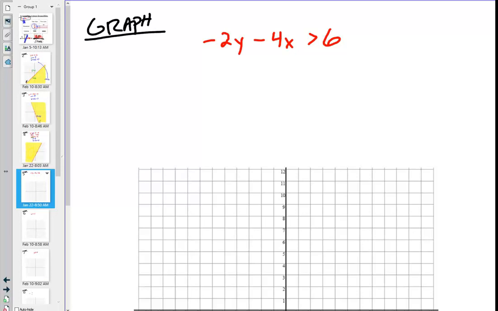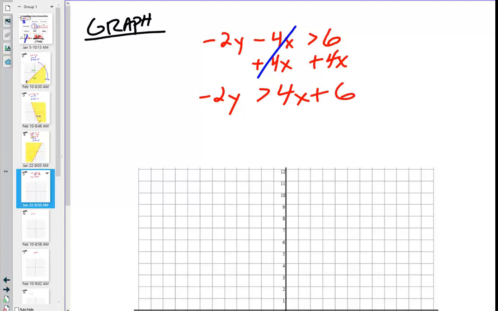John, what do you want to do first, buddy? Never mind. Charles, what do you want to do first? Very good. That's what I would do also. I want to get y by itself, so I would add 4x. We're all experts when it comes to like terms. So we know that those can't be combined. And now here's your difference. Morgan, what's my last step?